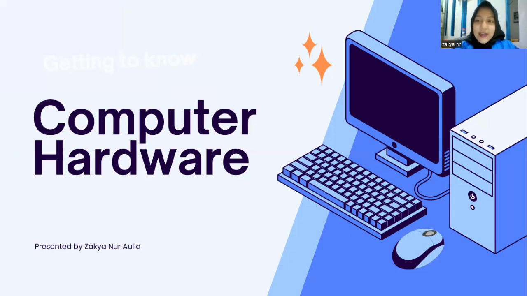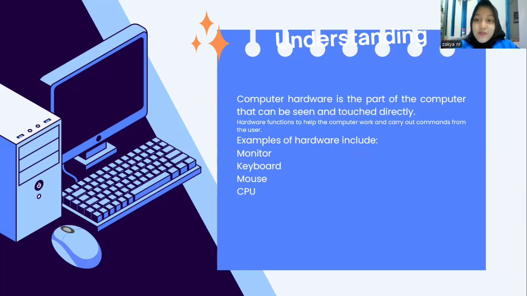Okay, the second, I will explain about computer hardware. Computer hardware is the part of the computer that can be seen and touched directly. Hardware functions to help the computer work and carry out commands from the user. Examples are monitor, keyboard, mouse, CPU.